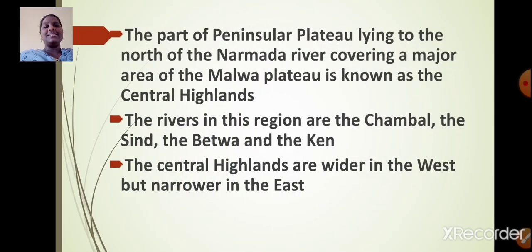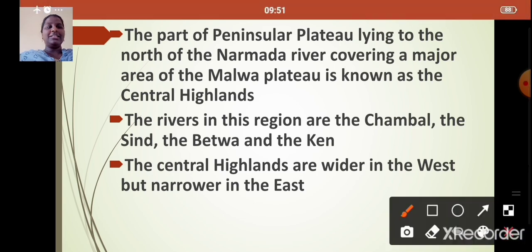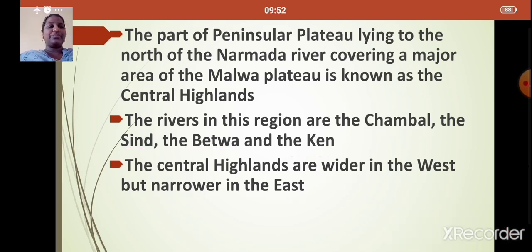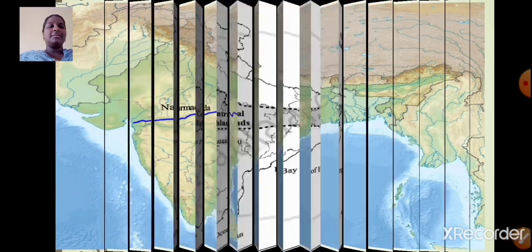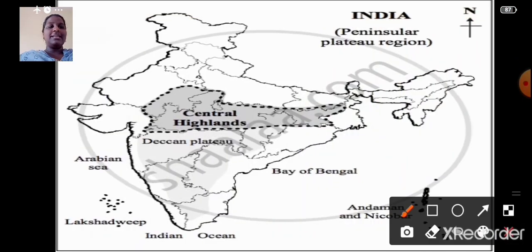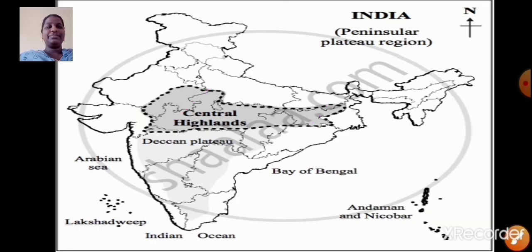The rivers in this region are the Chambal, the Sindh, the Betwa and the Ken. The Central Highlands are wider in the west but narrower in the east. Just have a look at this map, you will understand. The Central Highlands are wider in the west and narrower in the east.